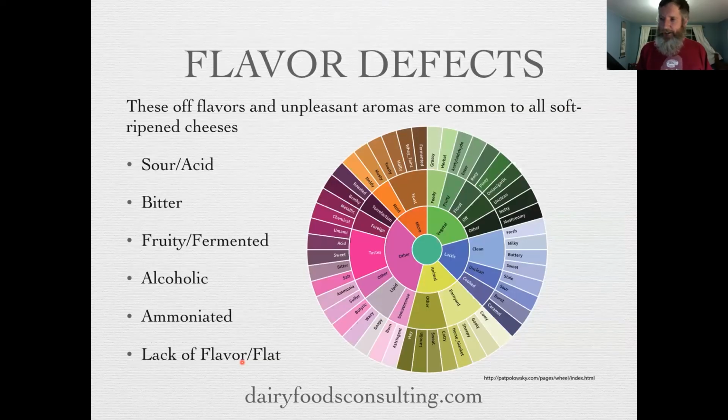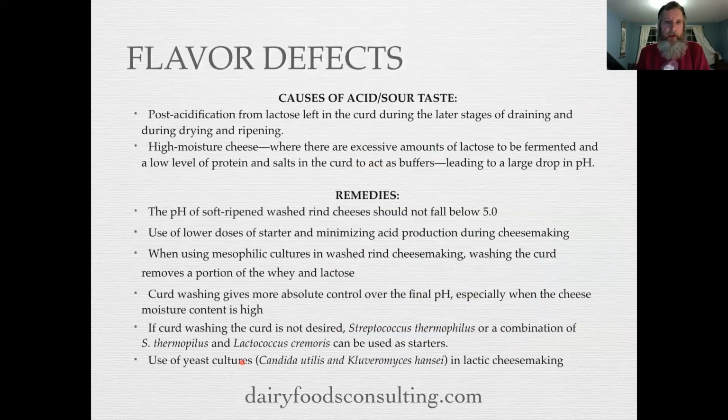So flavor defects, the major ones here, we'll go through these one at a time. Acid, sour taste, post-acidification. These cheeses all can have this because of their high moisture content. And so we can have acid still being made during the later stages of draining, drying, and ripening. And so that can end up causing that cheese to just have a sustained acidity that won't go away.